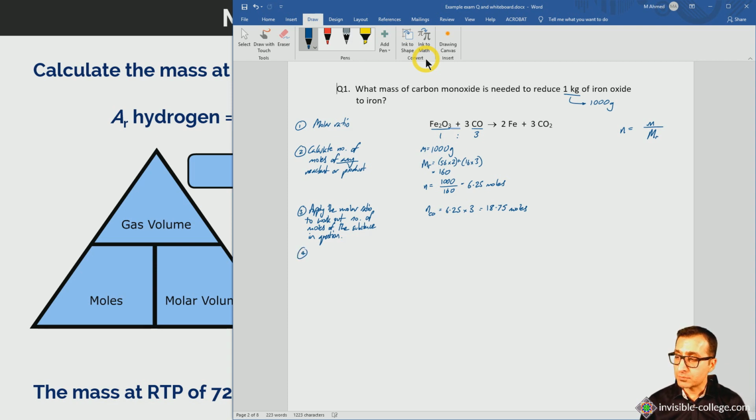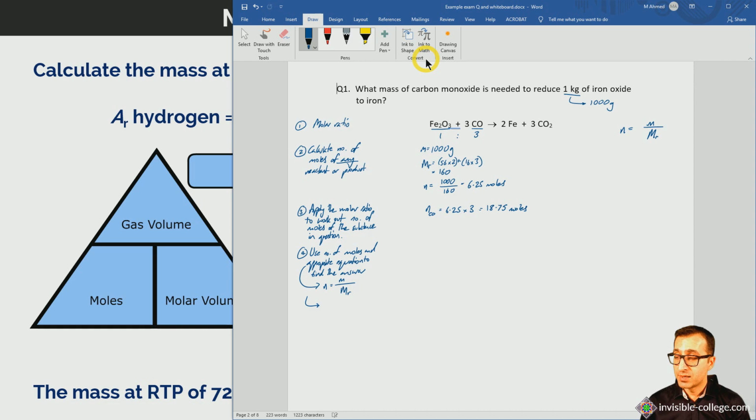Now the final step, if required: if you're being asked to calculate the number of moles of something, you would stop here, but we're being asked to calculate the mass. So the final step is use the number of moles and the appropriate equation to find the answer. By appropriate equation, it depends on what you're being asked to calculate. In this case, we're being asked to calculate a mass. So the appropriate equation would be this one: n is equal to mass in grams divided by the relative mass.